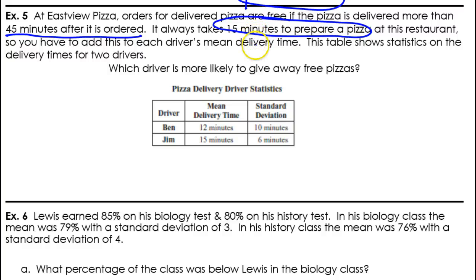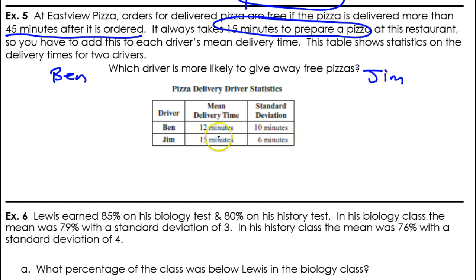So how much delivery time does it take before it's free then? 30 minutes is all we've really got, not 45. 15 minutes are automatically going to be burned by the making of the pizza. So in terms of delivery times, at 30 minutes it's free. Basically, we're going to use 30 minutes, find the z-score, and then find out what percentage of each person's deliveries are over 30 minutes, because that's what would be free. I'll do Ben's calculations over here, and I'll do Jim's calculations over here.